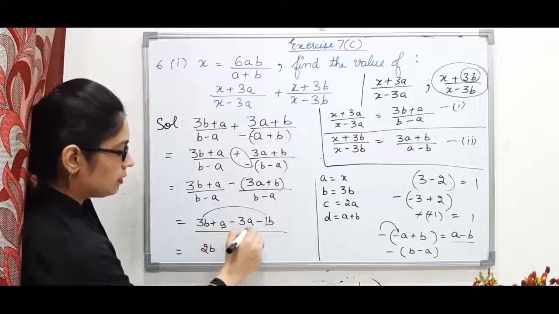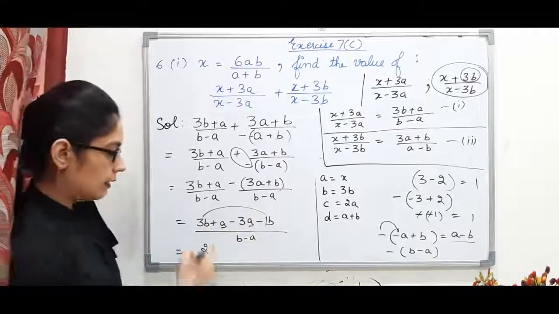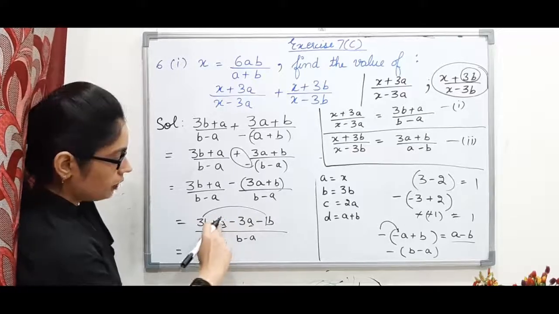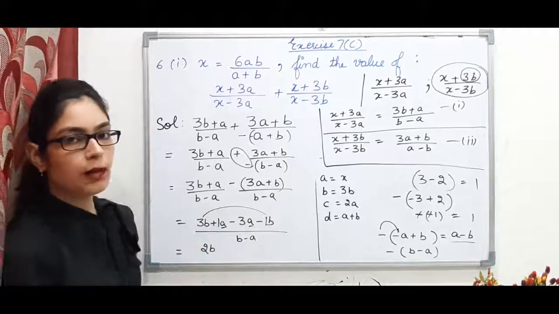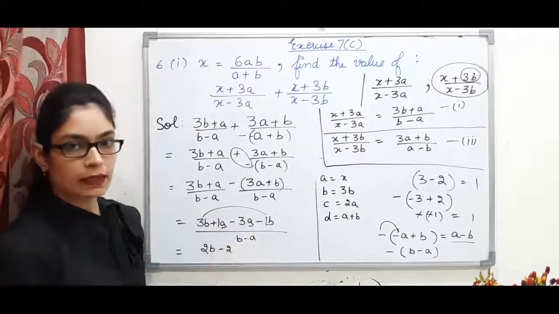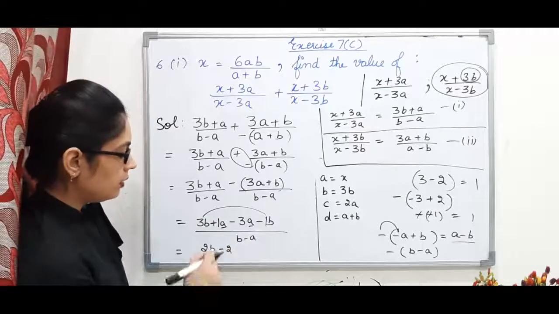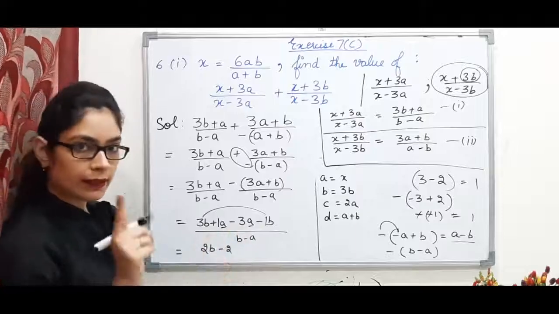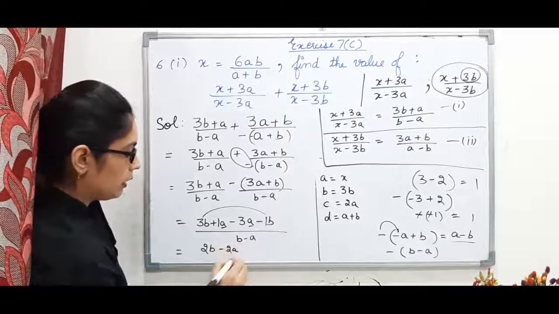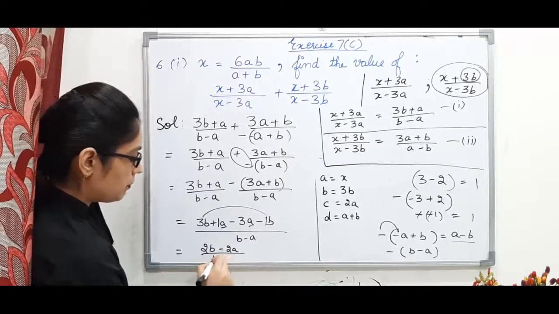This term and this term are also like terms, both with a. So a means 1a. 1 minus 3 is minus 2, because plus minus minus, the sign which is with the greater number. So 3 minus 1 is 2, minus sign I have to write, 2 also as it is, upon b minus a I will write.